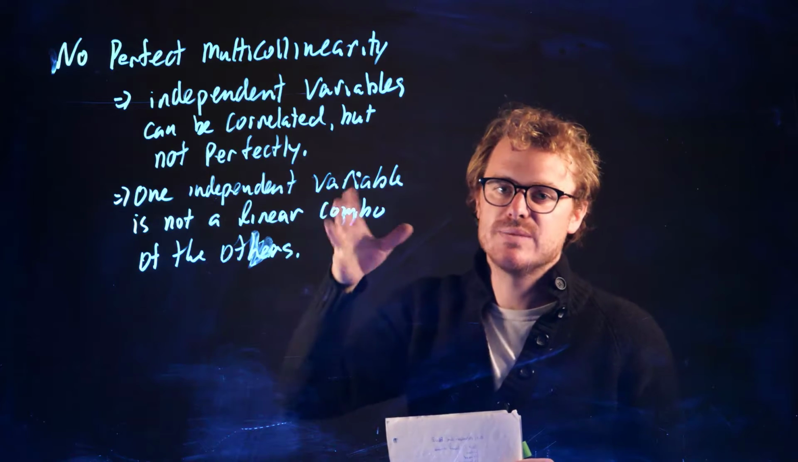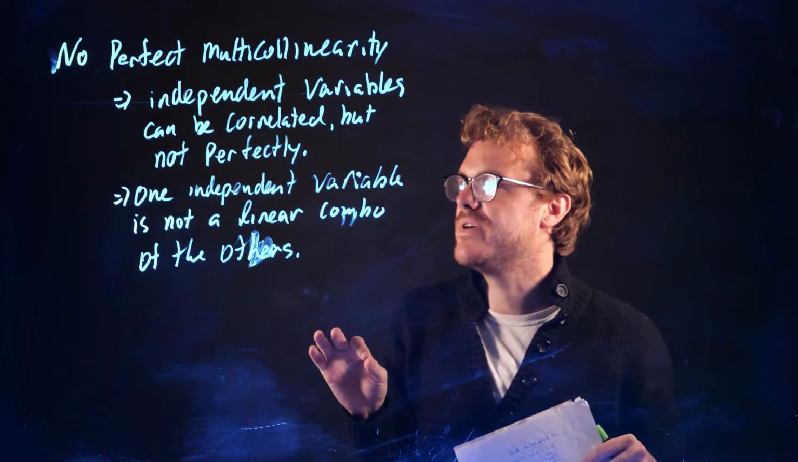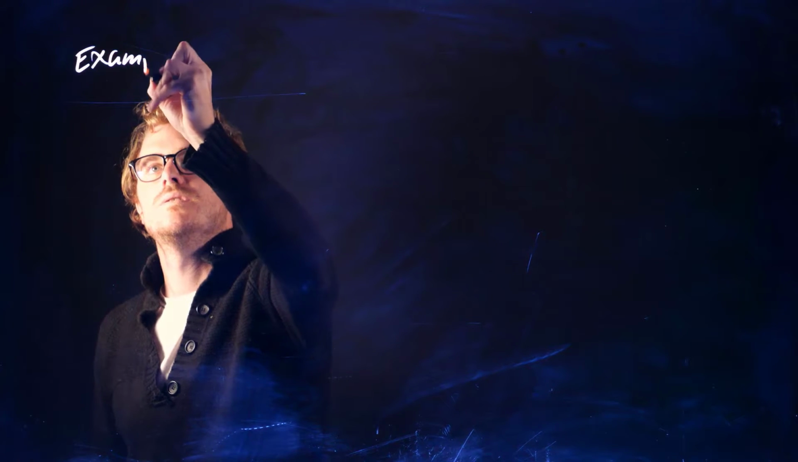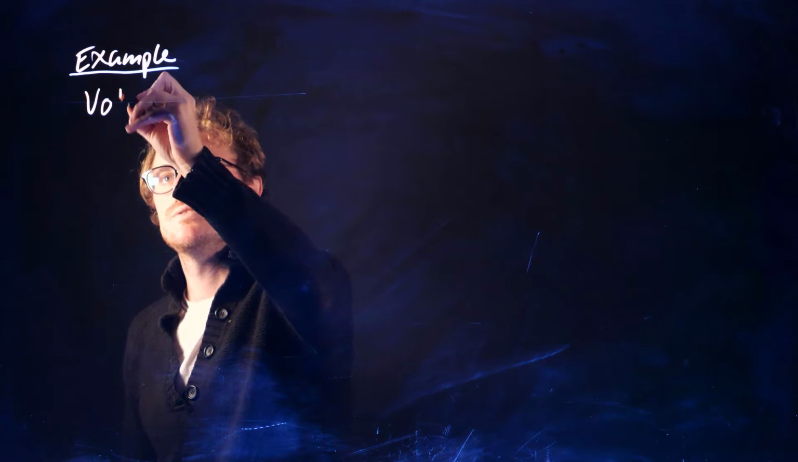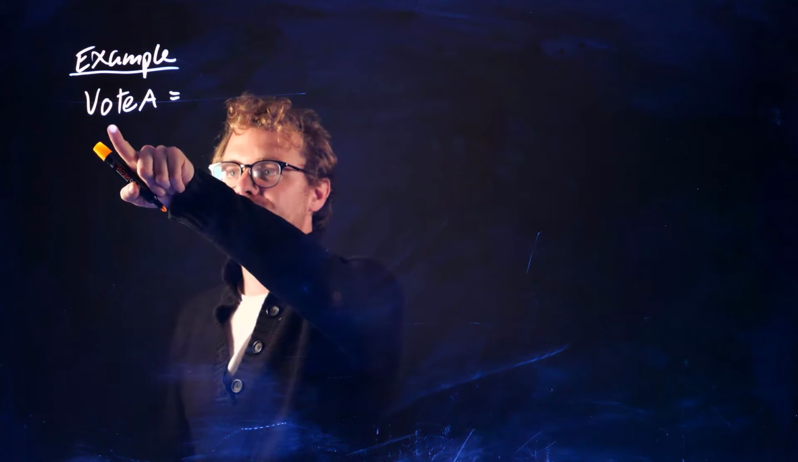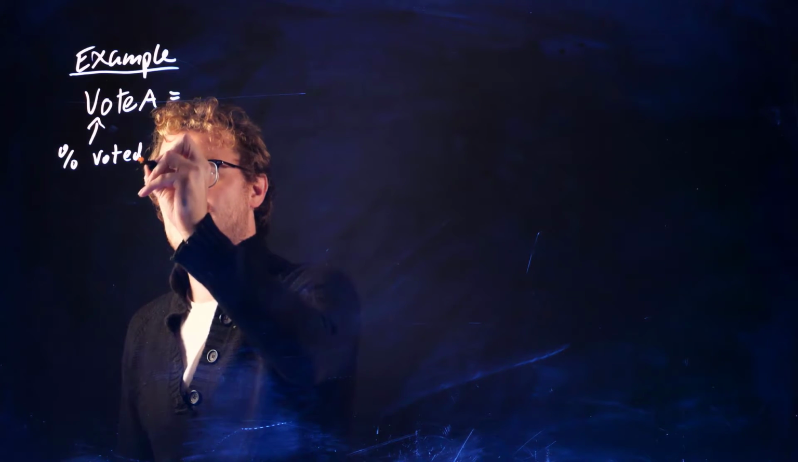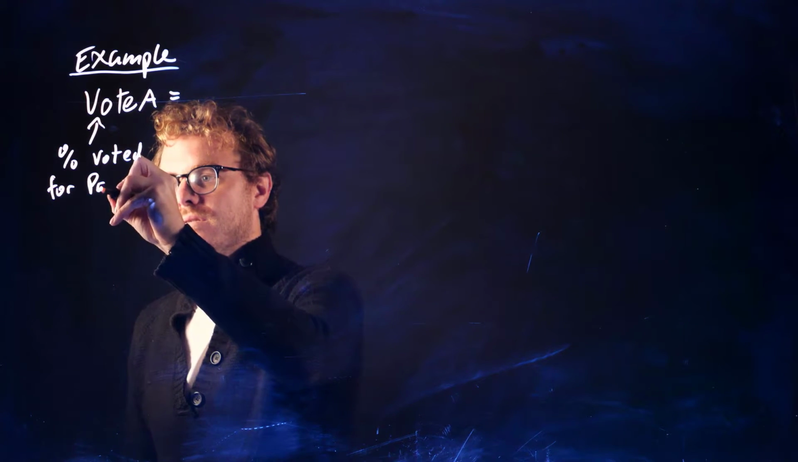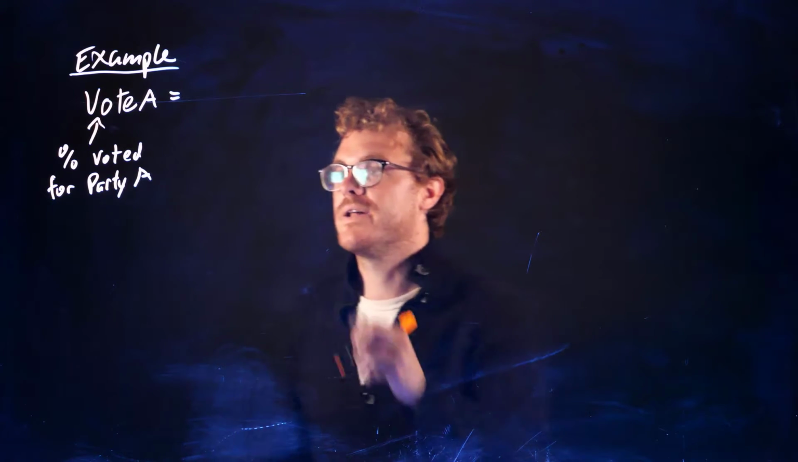So let's look at an example where this might be violated, because maybe that will help piece together what exactly it's saying or when it's going to fail. So for example, for perfect multicollinearity, let's imagine there's two parties running for some congressional seat in the US. And our dependent variable is the percent that voted for party A, or the person that represents party A is probably a better way to think about it.